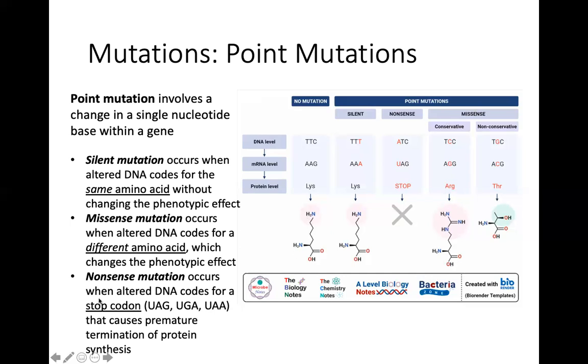Alright? How about your nonsense mutation? Nonsense mutation occurs when altered DNA codes for a stop codon that causes premature termination of protein synthesis. So remember your stop codons natin. We have UAG, UGA, UAA. For example, ito, no? So meron tayong change in single nucleotide. Instead of the thymine, naging adenine siya. So, naging UAG siya at the mRNA level. And remember, UAG is a stop codon which will terminate your protein synthesis. So, remember itong tatlong stop codons natin.